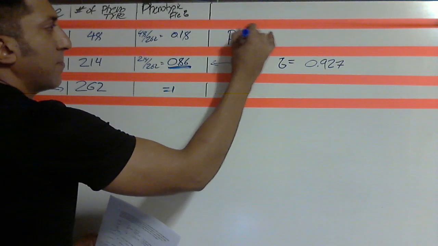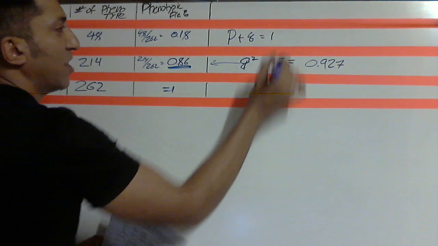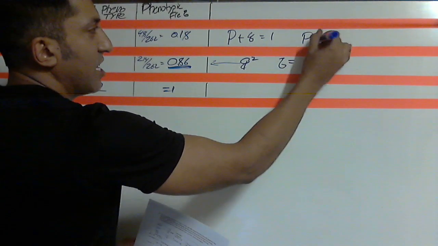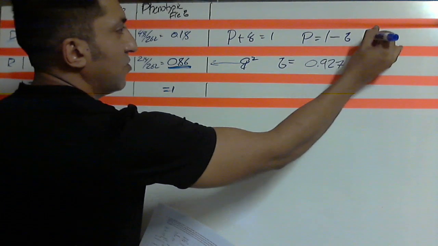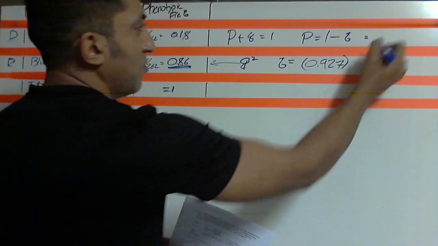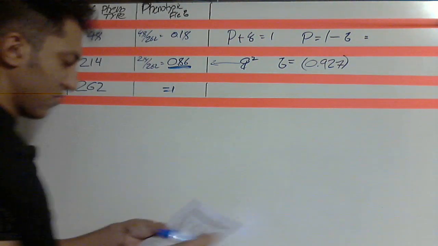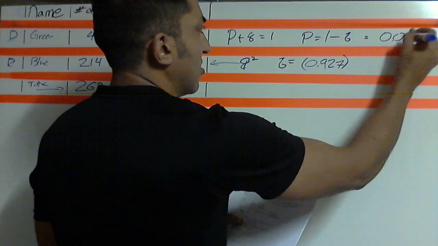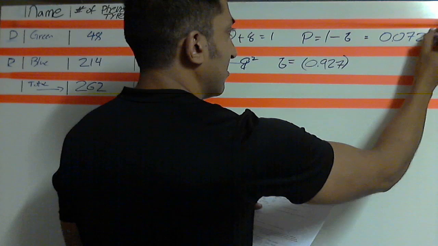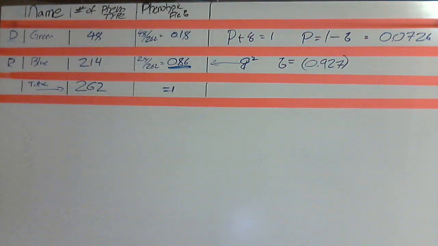Okay, and then we're going to go ahead and use this formula right here: p plus q equals 1. And since we know what q is, we can go ahead and solve for p. p equals 1 minus q. So we're going to go ahead and plug this value right into q, and we're going to say that equals 0.0726. Okay? So from there, we can go ahead and fill in the questions that we want to talk about.